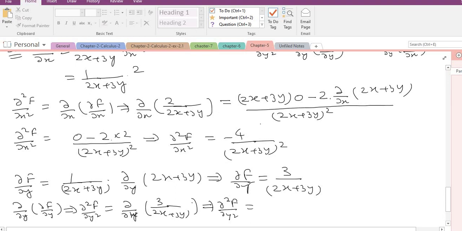That means del 2f del y square. Similarly we can say that this term is 0 multiplied by, y constant, 0, minus 3 and 3, that means minus 9, divided by 2x plus 3y power 2. So del 2f del y square is minus 9 divided by 2x plus 3y power 2. This is the second derivative, that means del 2f del y square.